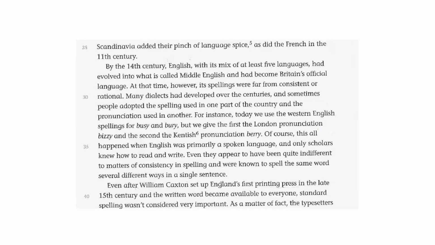Man, I was watching games all the time and reading the newspaper. We didn't have any internet then. And I was a big fan of the Lakers, man. I lived and died with the Lakers. But now, as you see this word here, even they appear to have been quite indifferent.